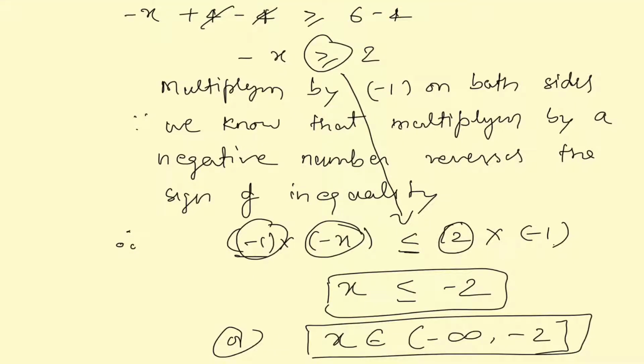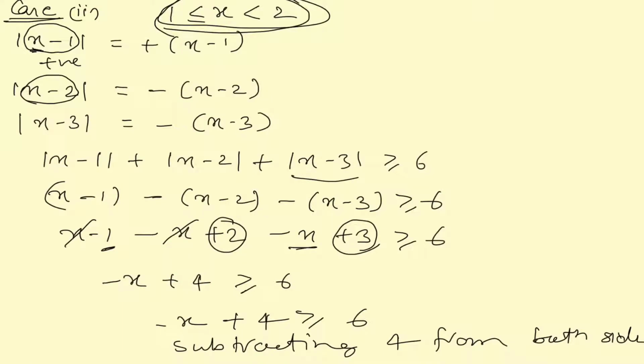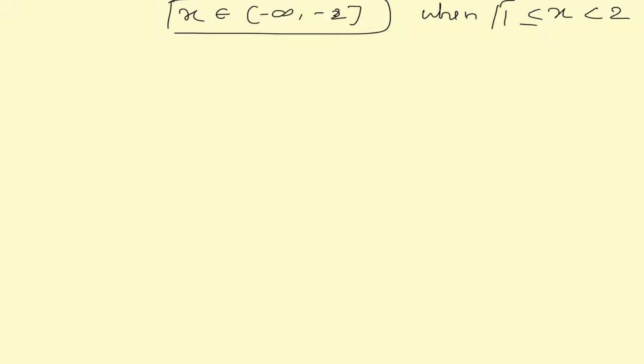But when we are getting x belongs to minus infinity to minus 2, and when x is from 1 to 2, here x belongs to minus infinity to minus 2. But when x is greater than or equal to 1 and less than 2, that means we'll have to take the intersection of these two.